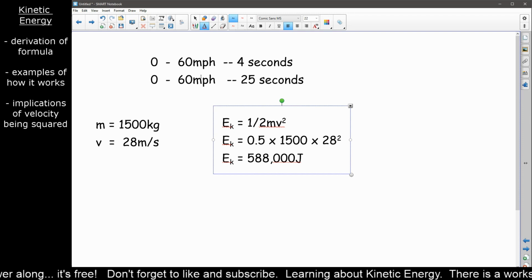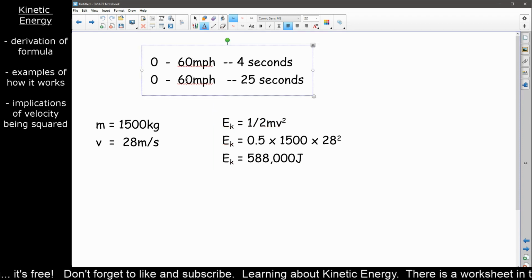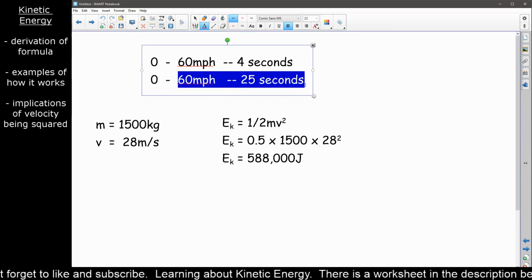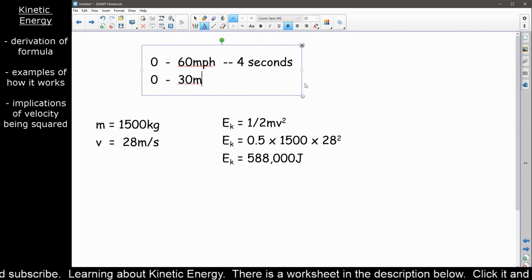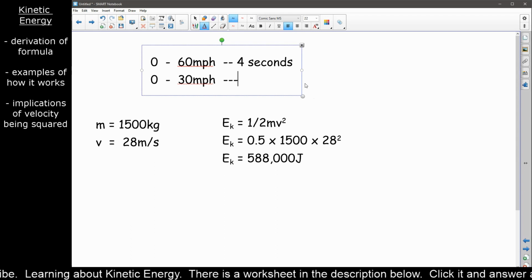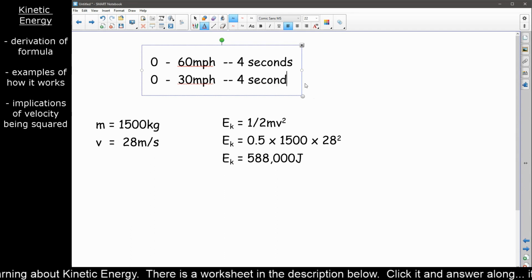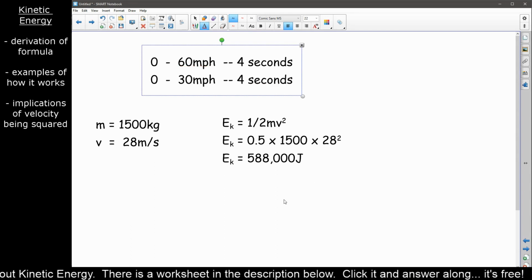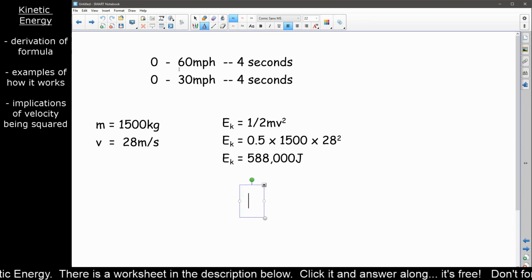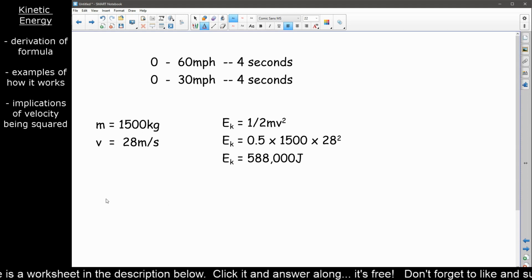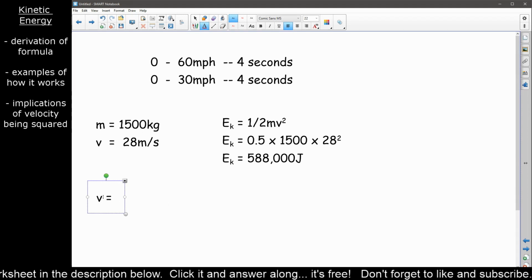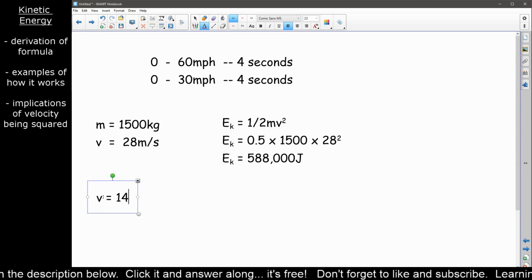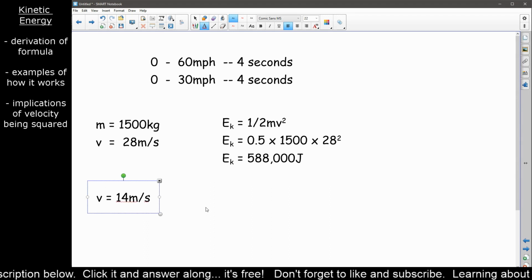All right, now let's take a look at our little crappy car. Our little crappy car is not going to get from 0 to 60 in 25 seconds. But let's give it its dues. Let's imagine that it gets from 0 to 30 in 4 seconds. All right, that should take half the energy, right? It's doing half the work. It's getting to half the speed in the same time. You'd think that, wouldn't you? So half the speed. So let's get V equals 14 meters per second in this case. That's not quite 30, but it's good enough.